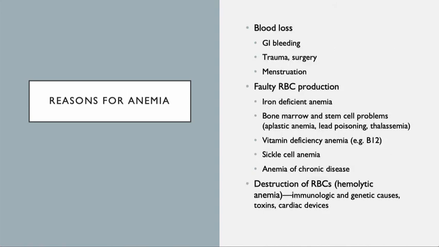So let's think about what are the reasons that you can have anemia. Well, you can have blood loss, right? You can have chronic blood loss anemia, where somebody, for instance, has a colon cancer, and that colon cancer leaks a tiny bit of blood, but it happens every day for a year.